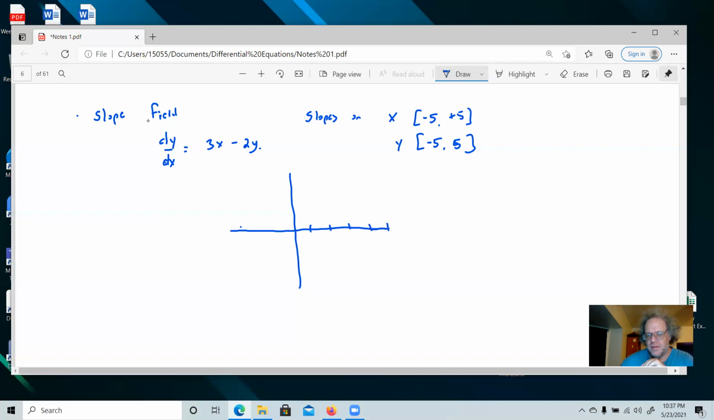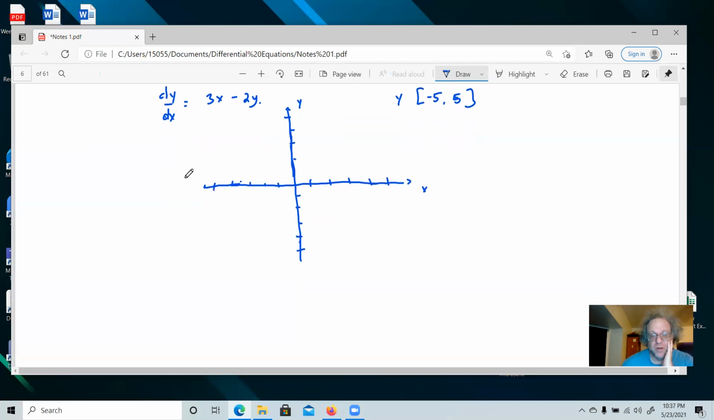1, 2, 3, 4, 5. 3, 4, 5. All right. And you might be tempted, and this is certainly a very natural way to approach this problem, and it's not a terrible thing to do.